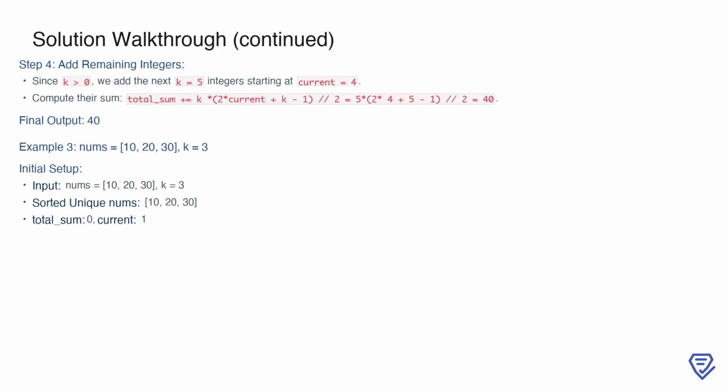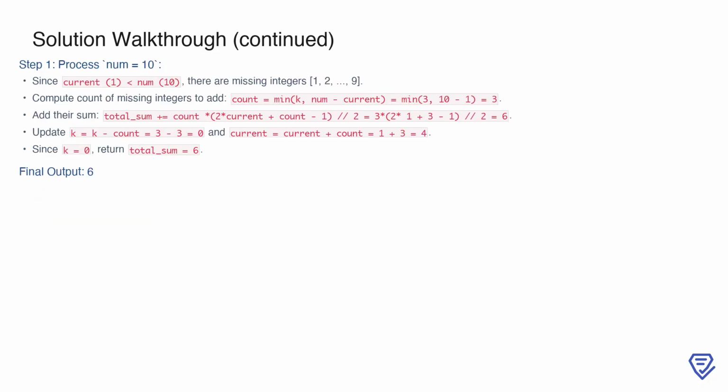For the next example, nums equals 10, 20, 30, and k equals 3. We start by sorting nums to get 10, 20, 30. We initialize total_sum to 0 and current to 1. Now, we process the first number in nums, number equals 10.